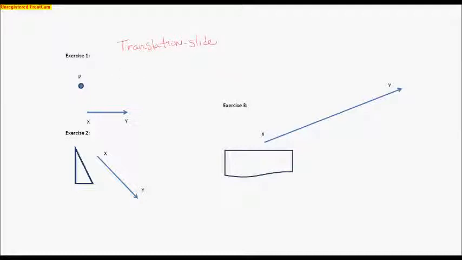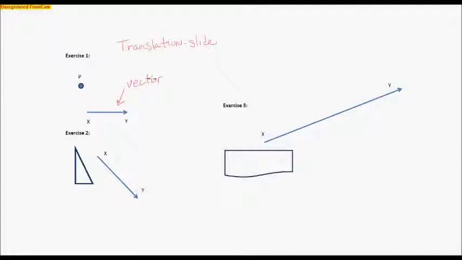Okay? And what we're going to do is take each one of these figures. I've got a point P right here, and I've got a triangle right here, and I've got some weird looking shape right here, and I'm going to translate them with the use of this arrow and this arrow and this arrow. And we're going to give those arrows names. We're going to call these vectors. Okay, so this guy right here is called a vector.